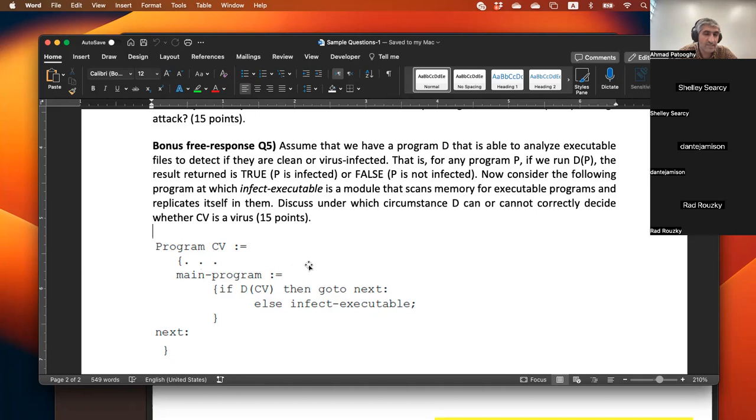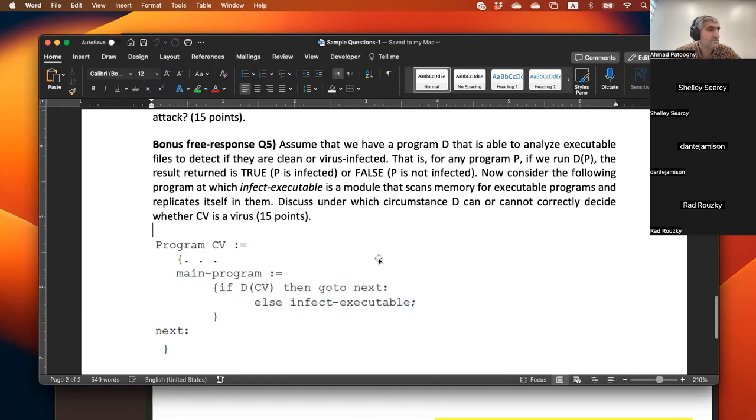So the answer to this question, again, two different things. Number one, the operating system is being informed if D is called by CV. If yes, CV will be caught. Number two, the operating system will not be informed D is called by CV. Under number two, CV will go forward and will not be caught.